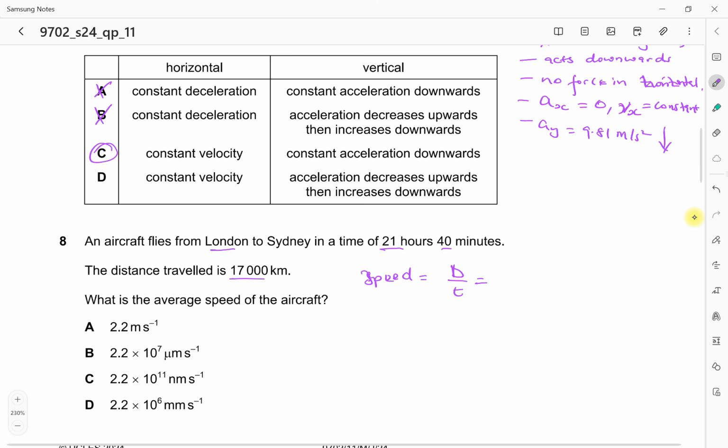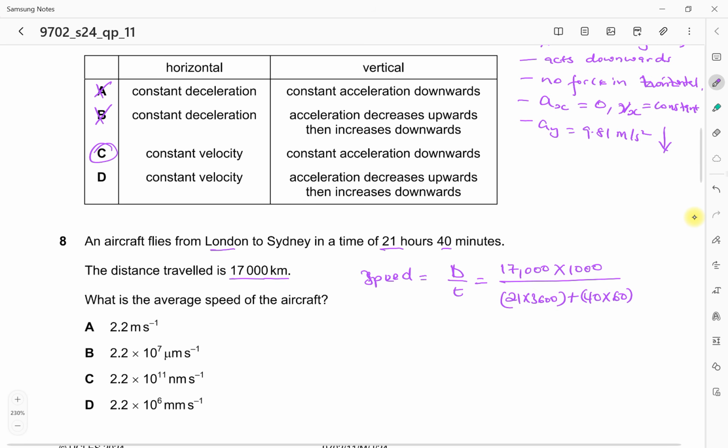So the total distance is 17,000, but it is in kilometers. So I'll first change it to meters. So that is times 10 to the power of 3, or times 1,000. Divided by the time, which is 21 hours. I will change it to seconds. So it is 21 times 3,600, then plus 40 minutes, so it will be 40 times 60.